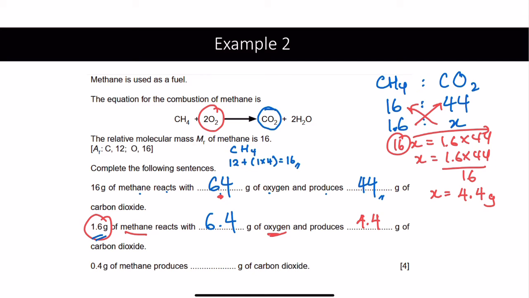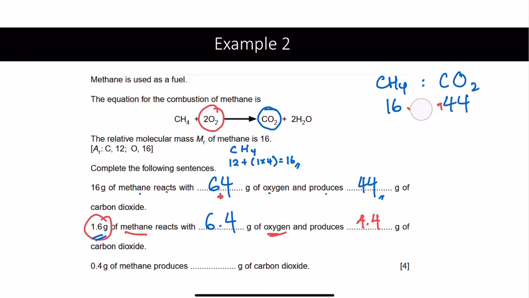Alright, for the last sentence, 0.4 gram of methane will produce how much of carbon dioxide? So let's see our two things that we need. We need methane, we need carbon dioxide. So we can just use the working from the previous question, but I'll just make the MR stay. We always need the MR. So I'll just erase the bottom. So how much of methane was given? 0.4 of methane. So we put underneath methane. Then how much of carbon dioxide produced? We don't know. We put an X.